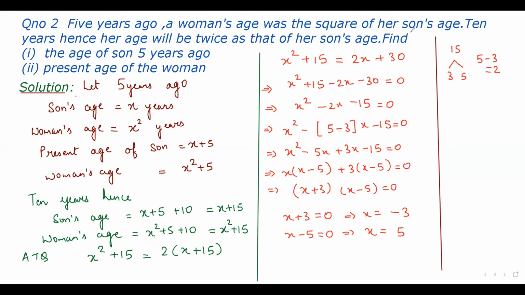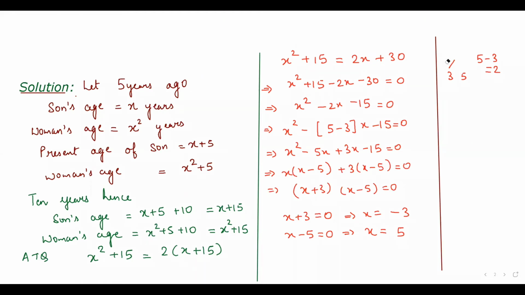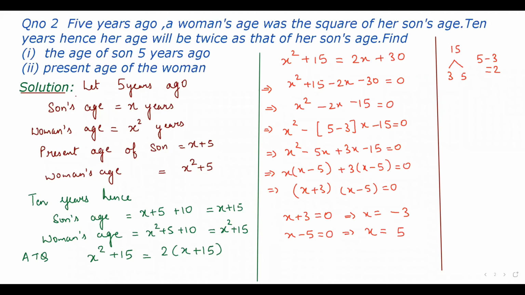So therefore, we can say that the age of the son 5 years ago, we have taken the son's age 5 years ago to be x years. So the age of the son 5 years ago was 5 years.